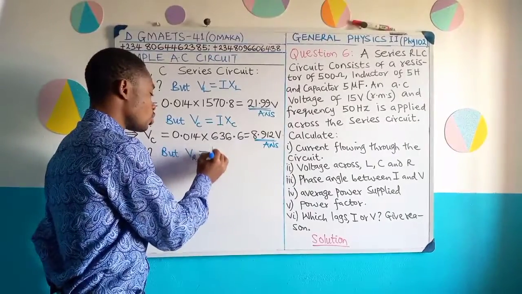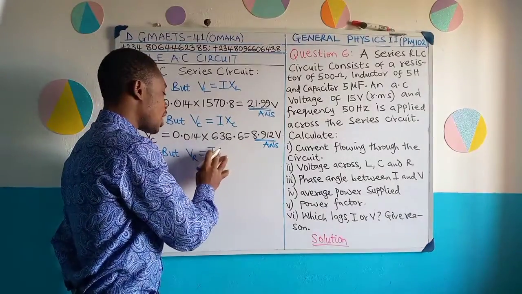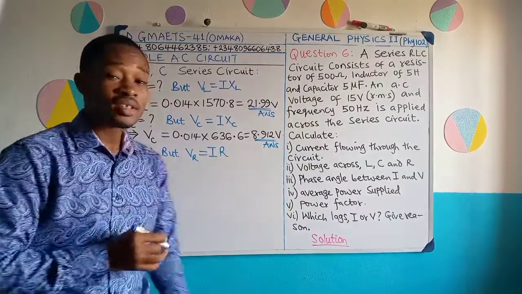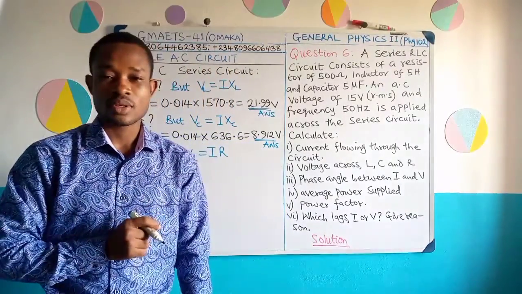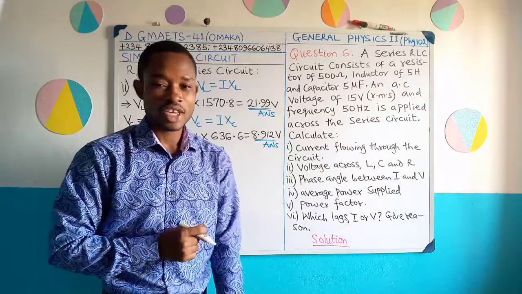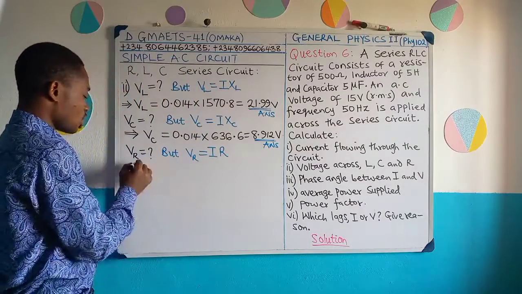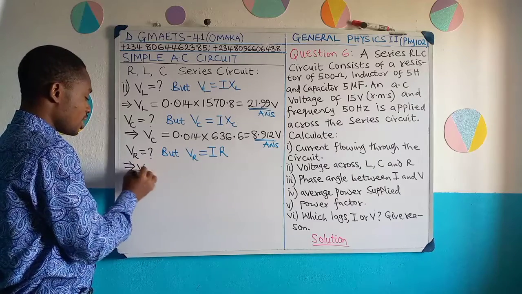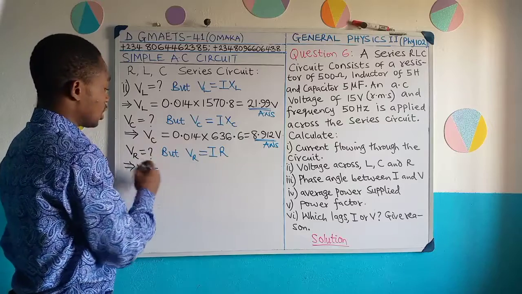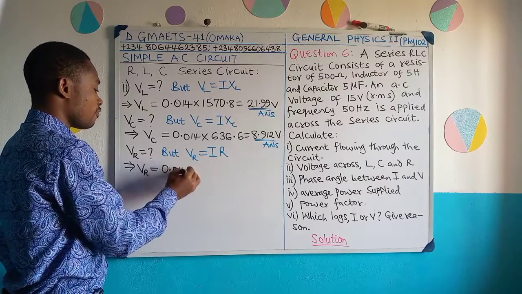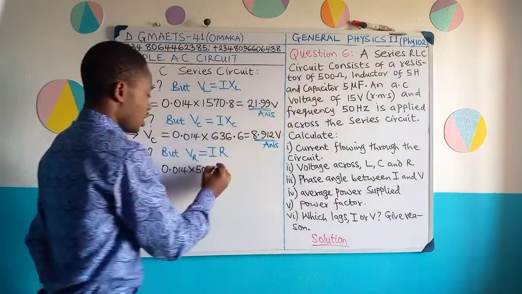What we will do now is use the current that we worked out for inside the circuit and multiply by the resistance. The resistor is what pushes current in the circuit. So now I know the resistance. I will just put the value. It means the voltage across the resistor will be the total current we worked out for the circuit, and that current is 0.014. I will multiply by 500, which is the value of the resistance.